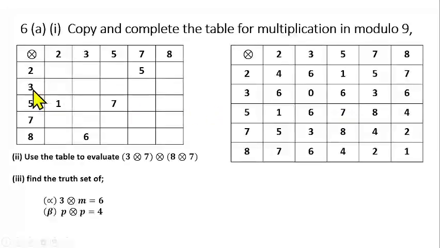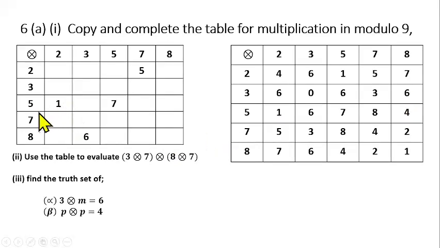Then 3 times 7 is 21. You cannot write 21. So 21 divided by 9 should give us 2, remainder 3. So you have 3 down here. Then 3 times 8 is 24. 24 divided by 9 is 2 as well, remainder 6. So that means you have 6 here as well.